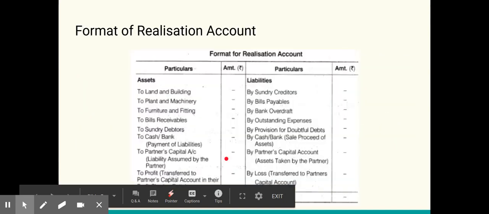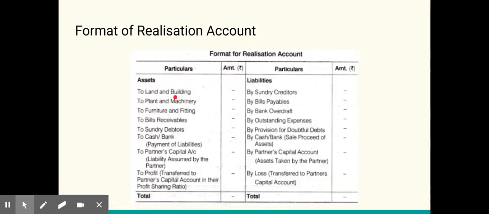So, this is a format of realization account. First of all, we are transferring all the assets in the partnership firm to the debit side of realization account. We always know that assets always show debit balance. So when you are transferring an asset to some account, it should be credited in the journal entry. So the journal entry is realization account debit to land and building, realization account debit to plant and machinery.